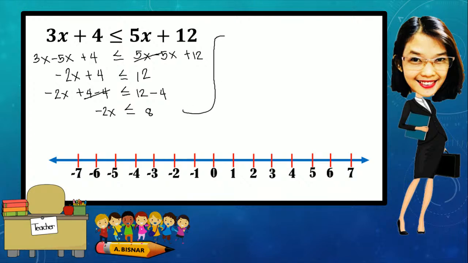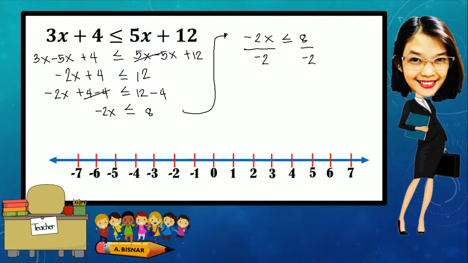So, let's write our solution in here. So, let's recopy. Negative 2x is less than or equal to 8. As you observe, our x in here is negative 2x. Now, what are you going to do? You have to divide it by what? You have to divide it by negative 2. So, you will divide both sides by negative 2.